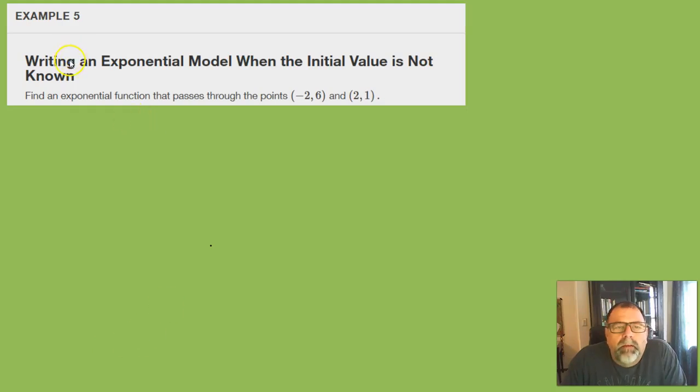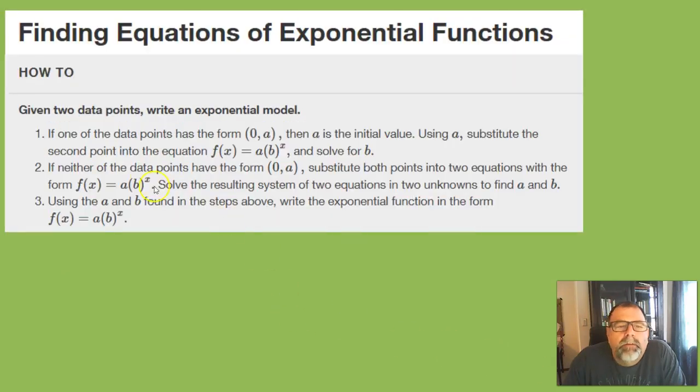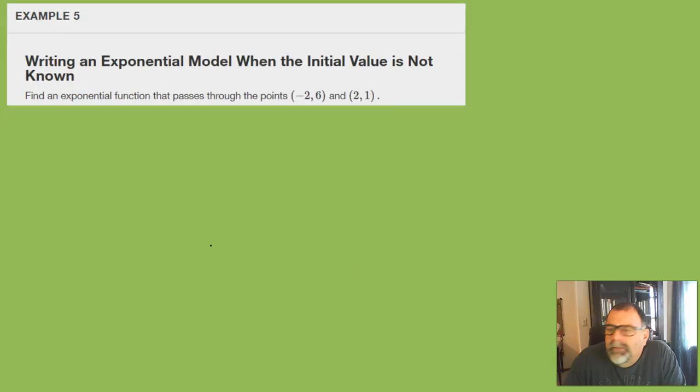Okay, now let's try the little harder example, 5 here. Write an exponential model when the initial value is not known. Find an exponential function passed through the 2 points, -2, 6, and 2, 1. So we have to use this idea here. If neither of the data points have its initial value, you're going to substitute both points into 2 equations with that form, and then solve the resulting 2 equations in 2 unknowns to find a and b. Okay, so that's a little more tricky.